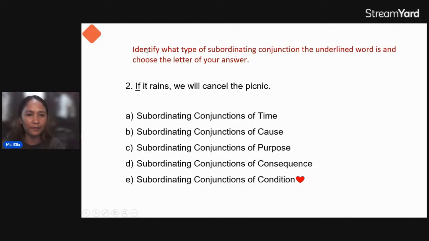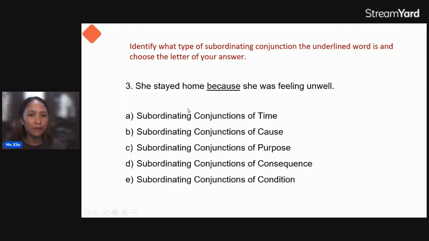Number three, she stayed home because she was feeling unwell. Again, she stayed home because she was feeling unwell. Is it A, conjunction of time? B, conjunction of cause? Letter C, conjunction of purpose? Letter D, conjunction of consequence? Or letter E, conjunction of condition?